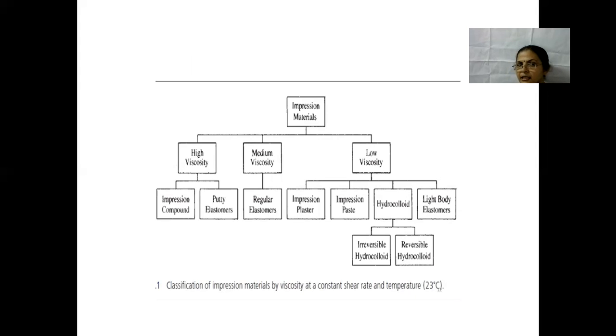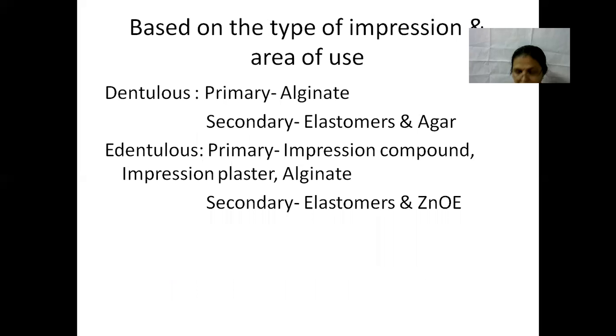Impression materials again can be classified as high viscosity, medium viscosity, and low viscosity. Under high viscosity, you have impression compound and putty elastomers. Medium viscosity, you have regular elastomers. Low viscosity, you have impression plaster, impression paste, hydrocolloid, and light body elastomers.